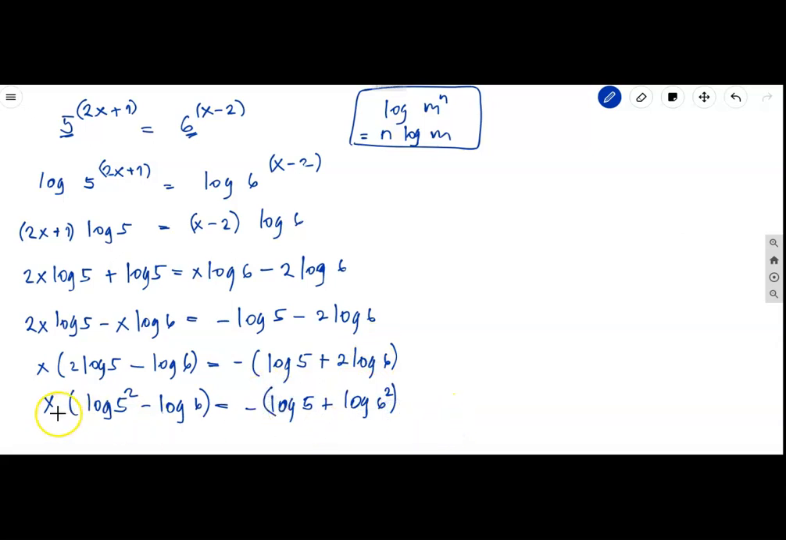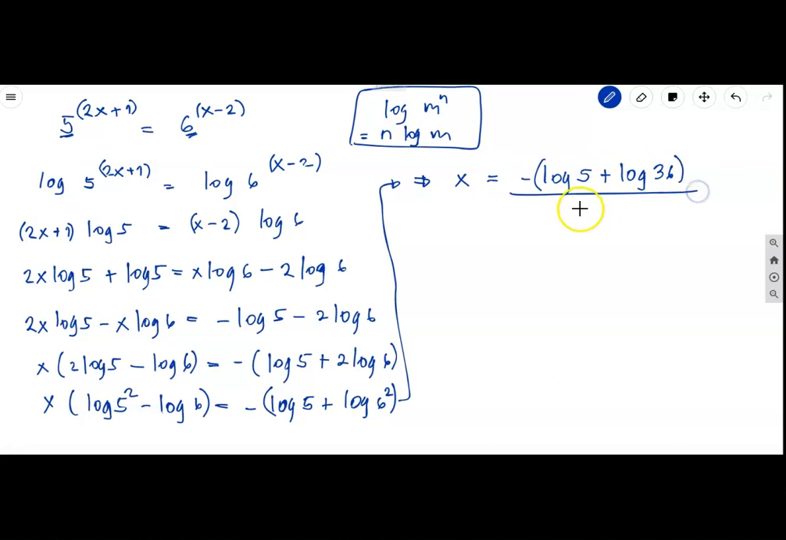After that, divide both sides by log 5 squared minus log 6. So x equals negative log 5 plus log 6 squared, which is 36, all over log 5 squared, which is 25, minus log 6.